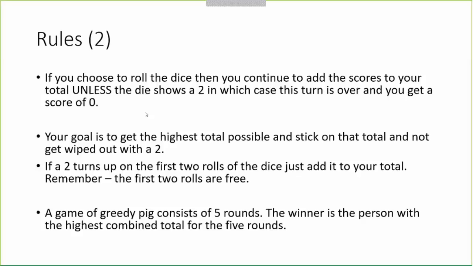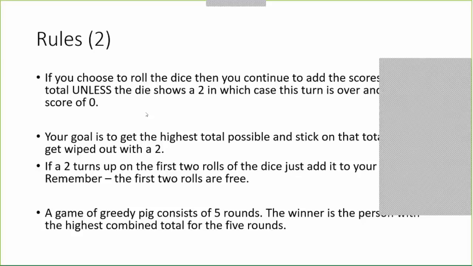So if a 2 comes up, your score is wiped out, irrespective of what it is, and you get a 0. And so the goal is to get the highest possible total and stick on that total and not get wiped out with a 2. If a 2 turns up on the first 2 rolls of the dice, you just add it to your total. Remember, the first 2 rolls are free.